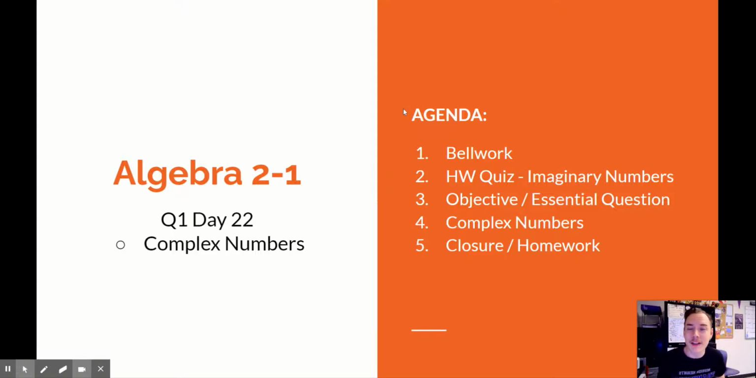Algebra 2.1, this is Mr. Carlson. We are going to learn complex numbers. Very similar to imaginary numbers, but just a little bit different. Okay, so we're going to be going through more advanced techniques of how to simplify these things with different operations.